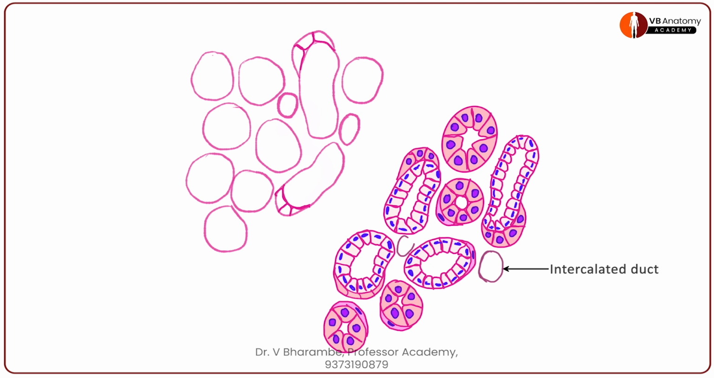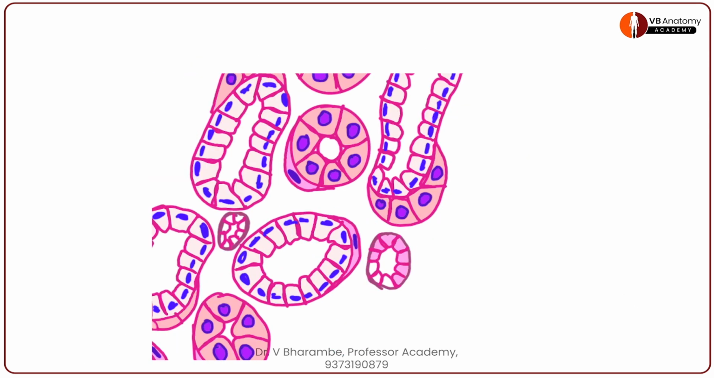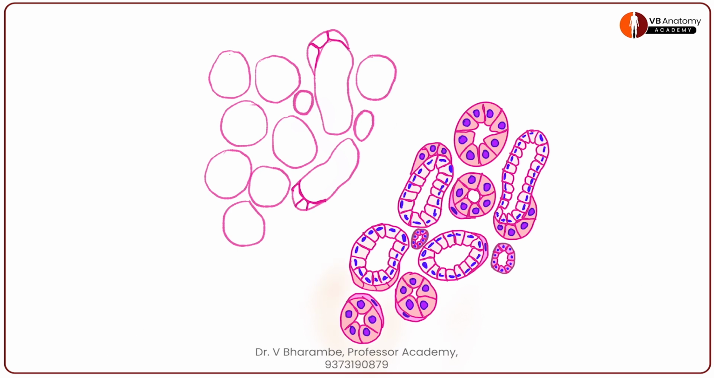Now I will add ducts to this. Draw the epithelium of ducts. This is the intercalated duct. Now let's support this with the help of loose connective tissue. Begin to color the tissue in between. Develop it so that it looks real. Stain it well.